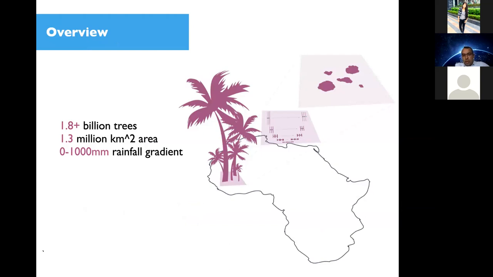And now coming back to what I'm doing. In a recent project, we used convolutional neural networks to detect trees at a very large scale. We analyzed a 1.3 million square kilometer area, and we identified more than 1.8 billion trees in this area. We did a study in Northern Africa, and the rainfall in the area that we studied varied from 0 to 1000 millimeters.